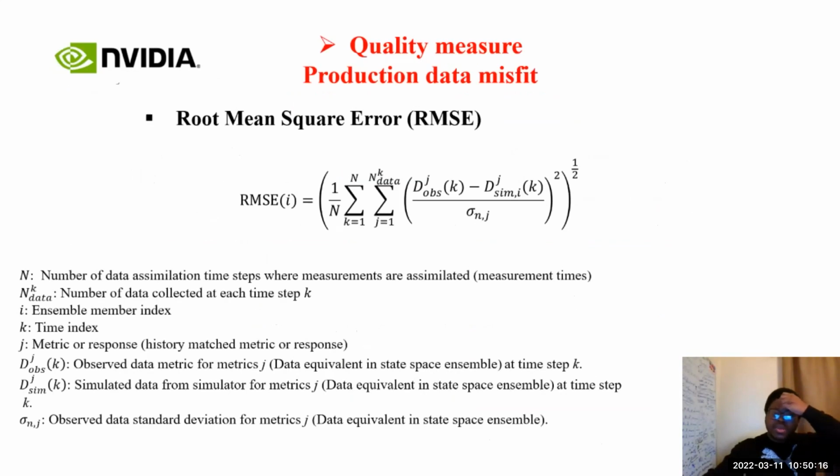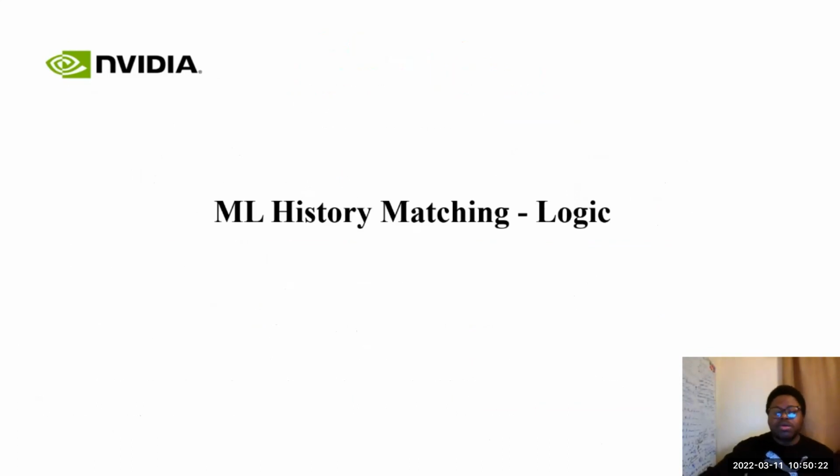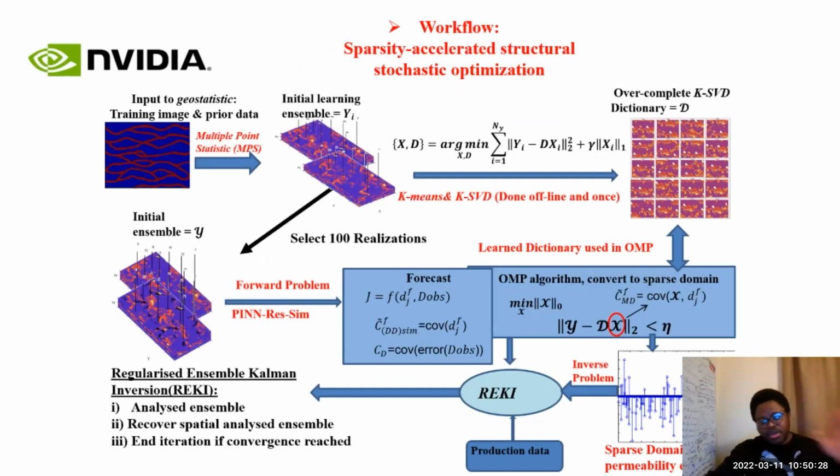So now back to the experiments. We compare by root mean squared error to show how good we are in our logic. I call it the ML history matching logic. Remember, we have our PINN that does our forwarding. You have your input, which is your training image. You use DOM, digital outcrop modeling, MPS, and you get your initial ensemble.